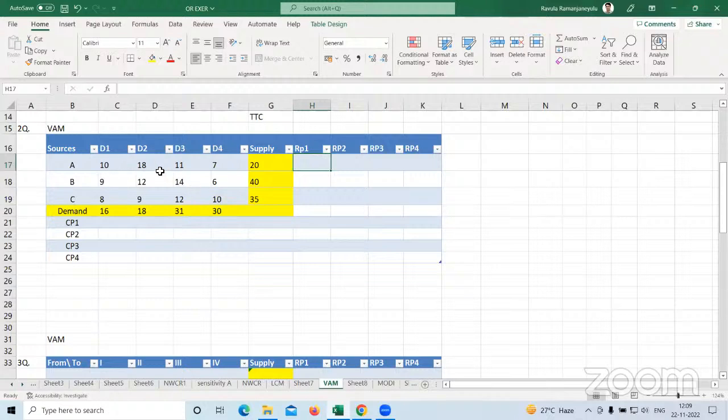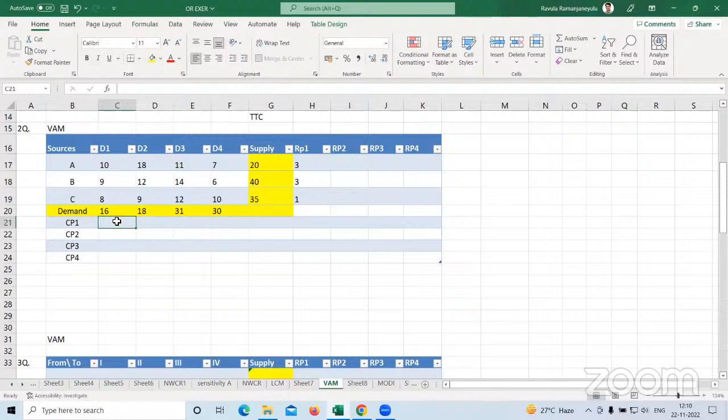I told, row wise we need to find out the penalties. To find out the penalties, what to do? I said the least and the next least, the difference between them, right? The least here in this one is 7 and next least is 10. So the difference is 3, right? Row wise penalties. Then here 6 and 9, the difference is again 3. And here 8 and 9 is the least and second least. So the difference is 1.